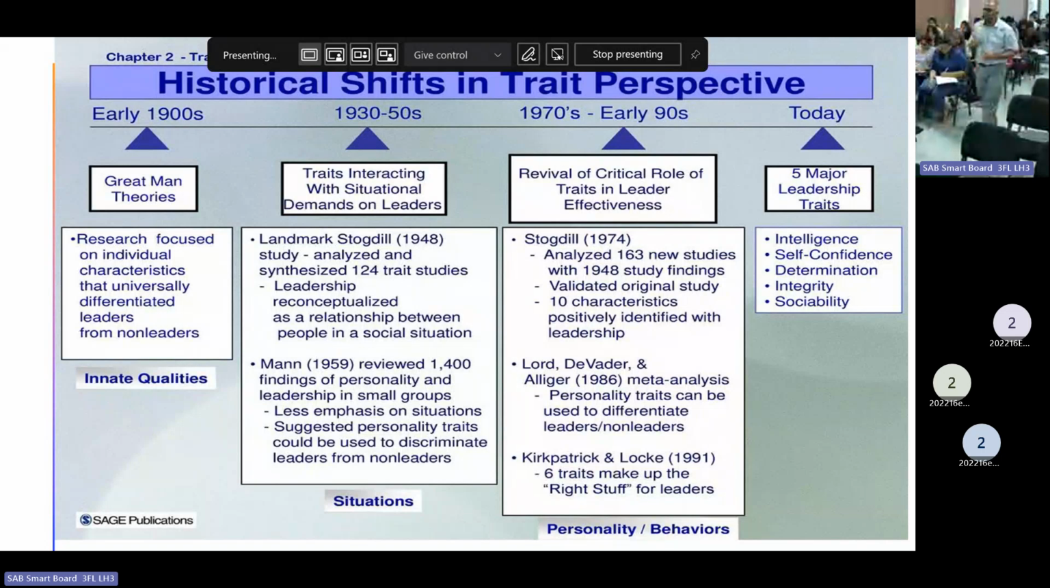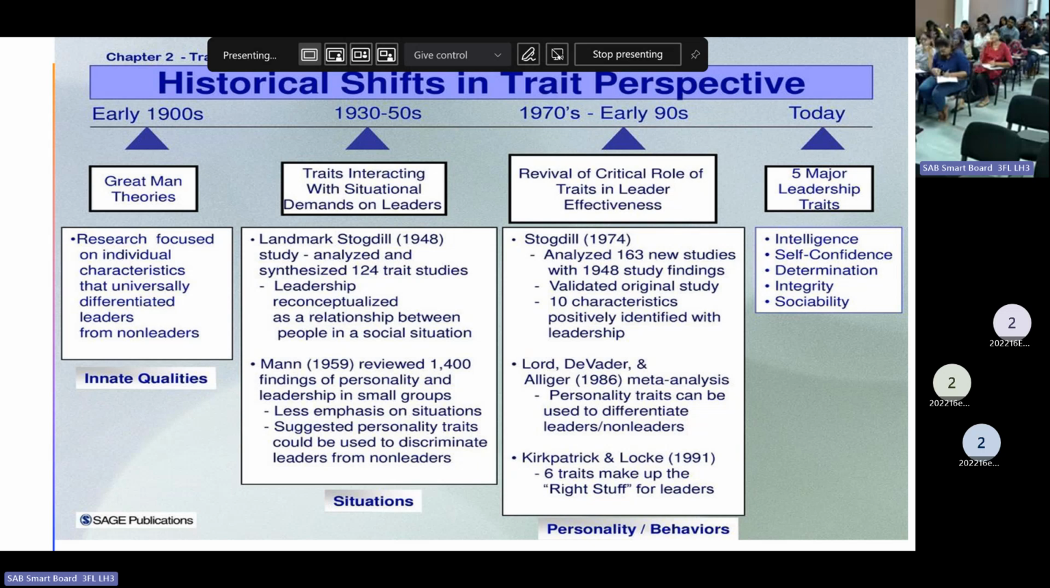Intelligent, self-confident, determination, integrity, sociability. These five major traits contribute to leadership. Five major traits: intelligence, self-confidence, determination, integrity, and sociability. Historical shift in traits perspective. So from there, it has come to even now. These are the five major traits.